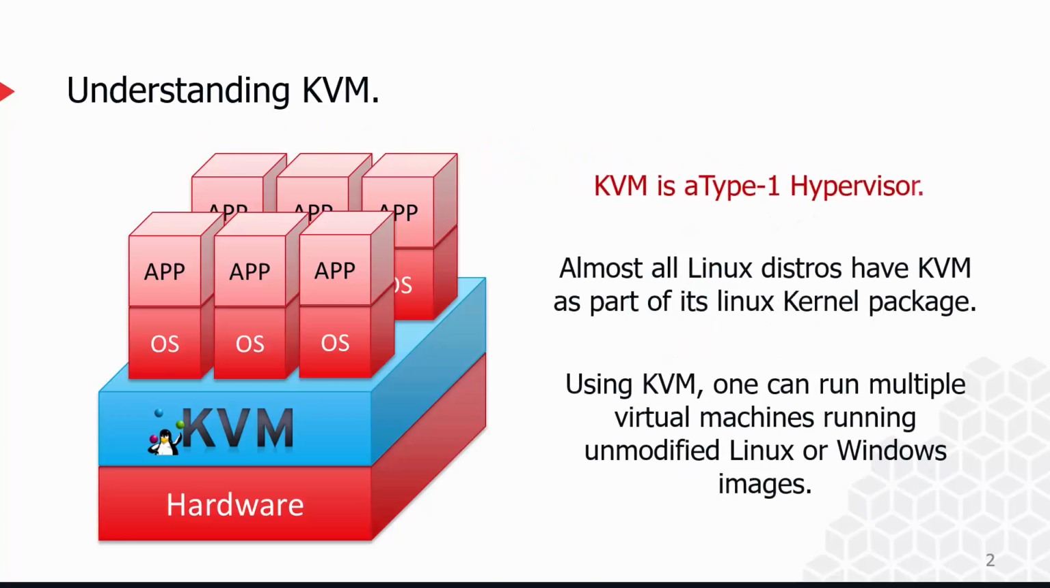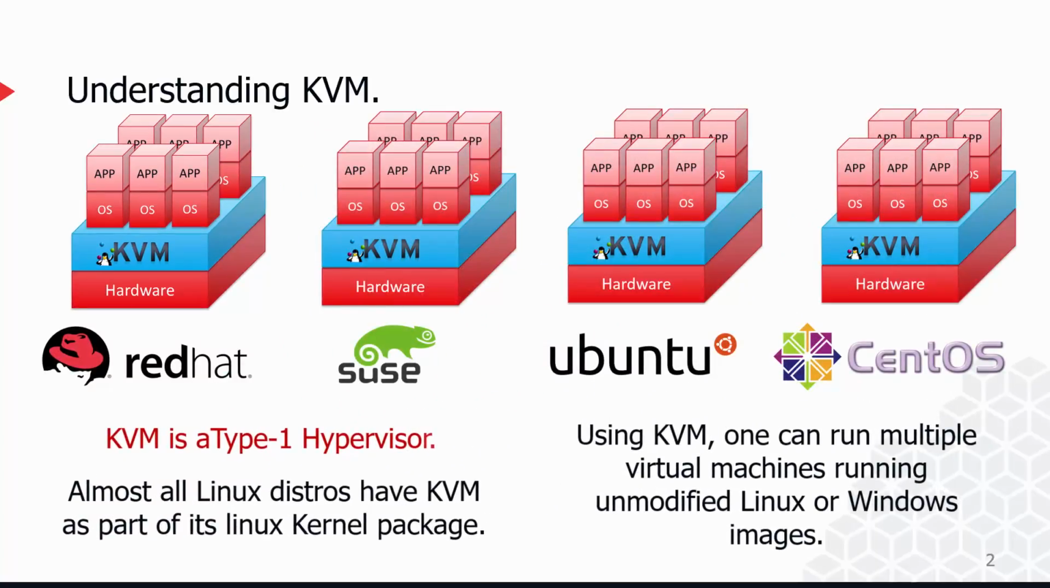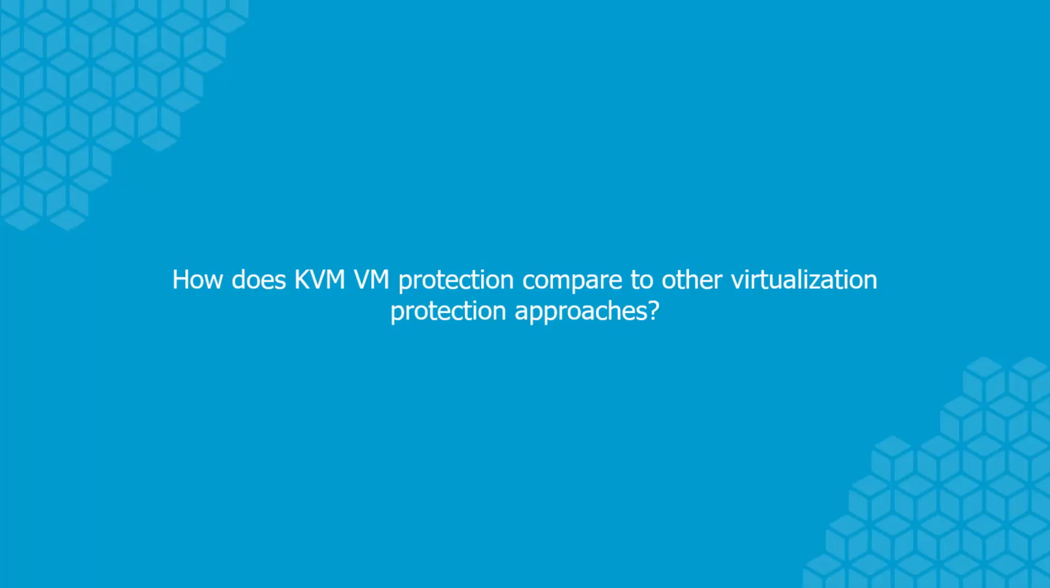KVM was merged into the Linux kernel mainline in approximately 2007, and almost all Linux distributions have the KVM module as part of their Linux kernel package, thus allowing multiple virtual machines to run unmodified Linux and Windows images while sharing the same hardware. So how does KVM VM protection compare to other virtualization protection approaches?